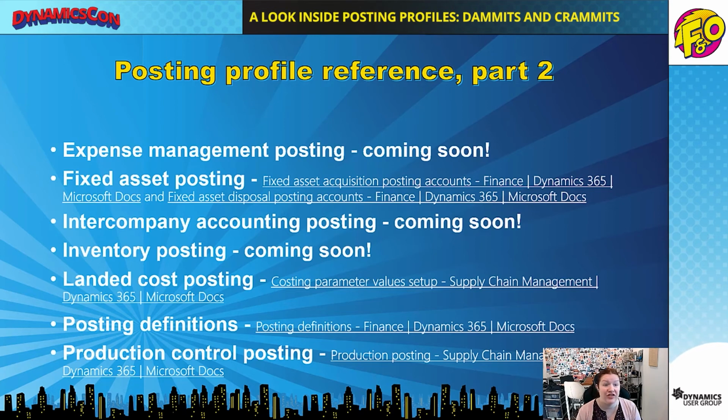The next one is fixed asset posting. There's quite a bit of documentation around fixed asset posting already. You can find it on two different pages, on the fixed asset acquisition posting accounts, as well as the fixed asset disposal posting accounts. We will be creating a new page to centralize some of this documentation and give you more detailed examples along with the debits and credits for all of the posting types.